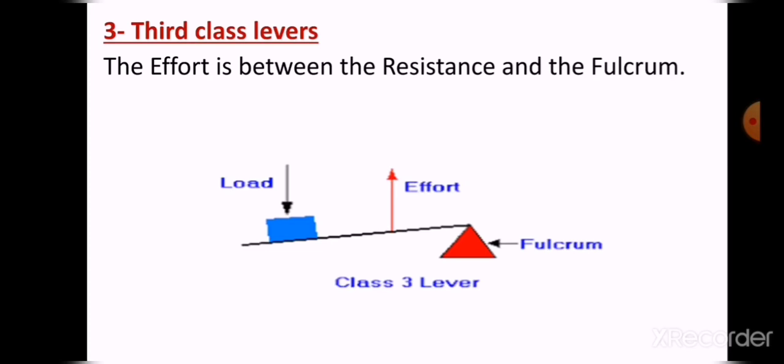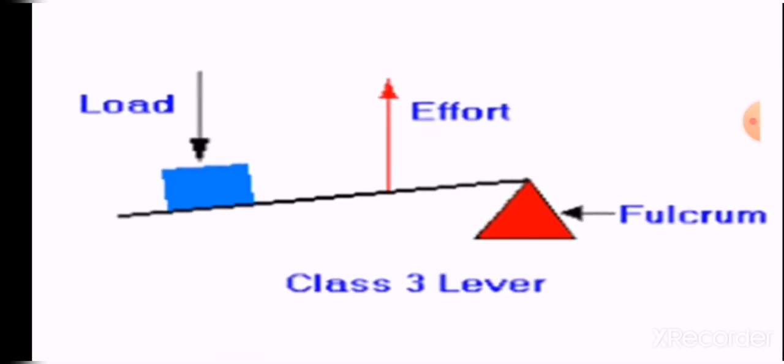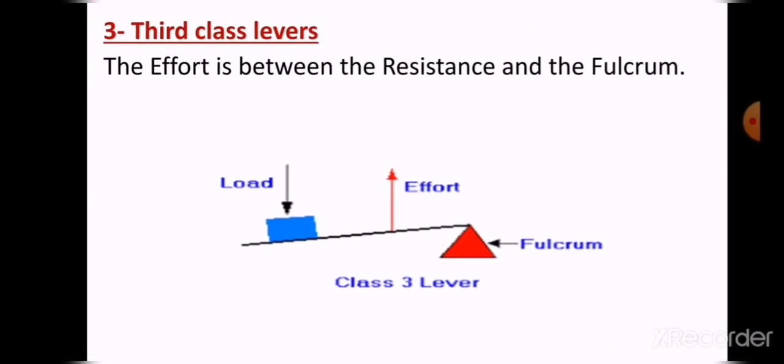Number 3, the third class lever. What is the meaning of the third class lever? They are the levers that have the effort force between the fulcrum and resistance force. So if the effort force is between the fulcrum and the resistance force, this type of lever is a third class lever.